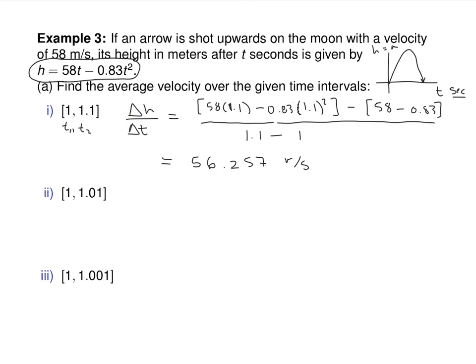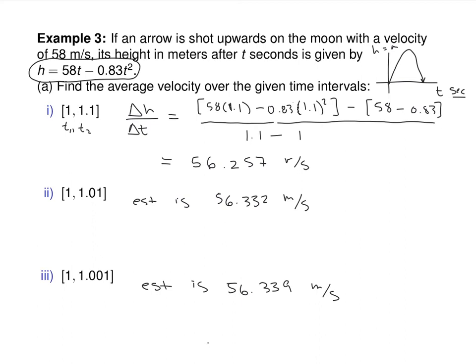How will doing II and III be different? Or will they be all that different? They're not going to be all that different. So here the estimate you're going to get is about 56.332 meters per second. And here the estimate is 56.339. Does that make sense that you do the same thing though? The difference here is you're going to plug in 1.01, right? You're going to plug in 1.001.